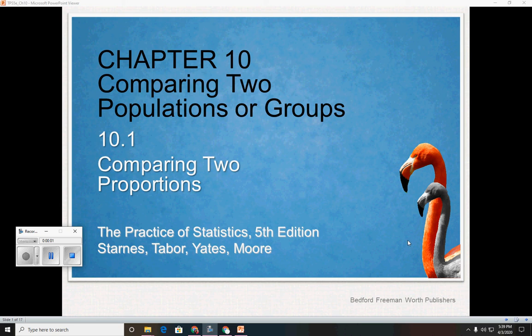Chapter 10 involves comparing two populations or groups, and the first section involves comparing two proportions. So let's look at some details here.